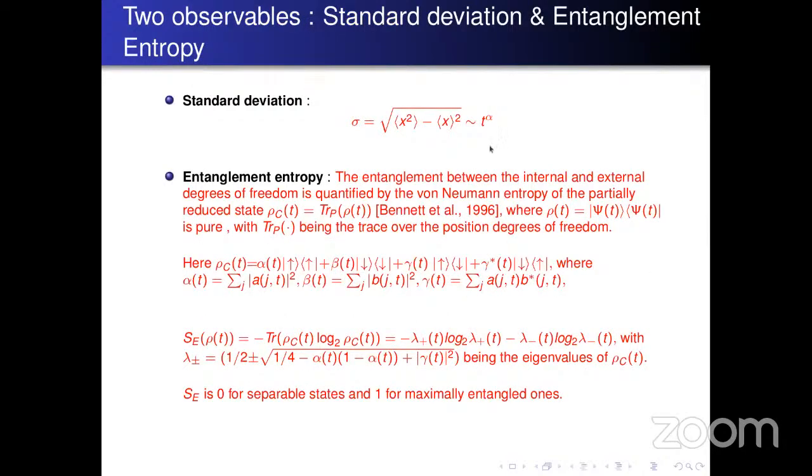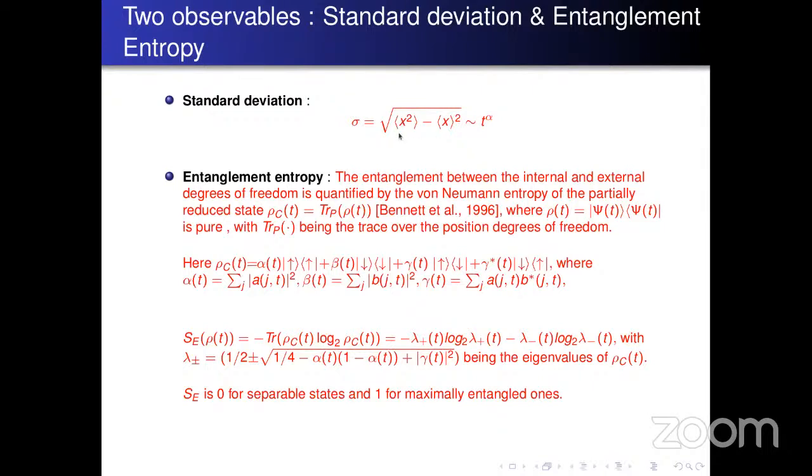We have measured two different observables. There are several different observables in case of quantum random walk, but we have focused on two particular observables. One is standard deviation and the other is entanglement entropy. This is the common standard deviation formula, and the standard deviation in case of quantum random walk can depend on time in different ways.